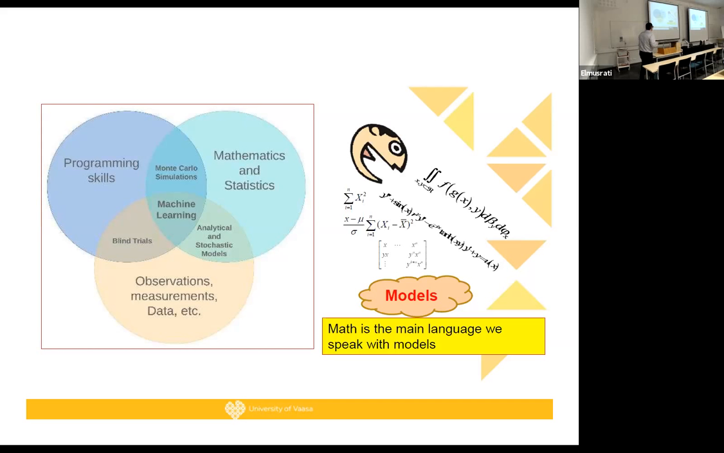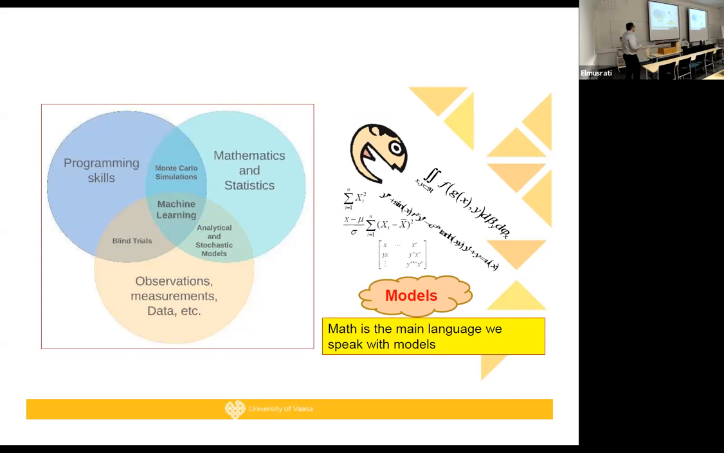If you look at these circles, you can see the math is essential here. So mathematics and statistics are essential. Observations, measurements, and data, for example, is the second circle. The third circle is programming skills. What is machine learning? Machine learning is the model. So in machine learning, you will need to have some mathematics, some programming skills, and also some data. If you are an expert in math, and you are very good in programming, but you don't have data, and machine learning is based on data, so you need data as well, or observations, for example.